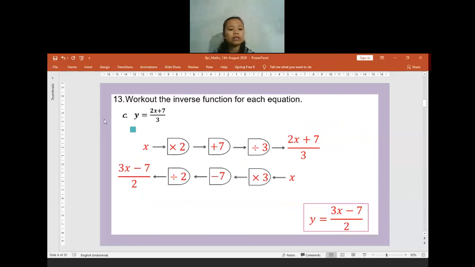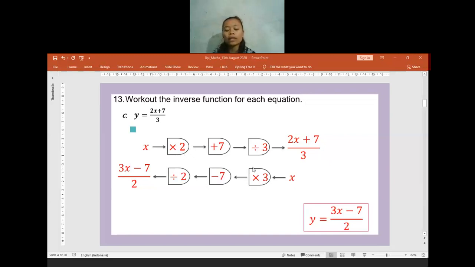For the question 13C, we already have the equation as 2x plus 7, per 3. So here, I told you we have to focus on the x first. Here, we already have the 2x. It means the x I will multiply by 2. After having 2x, we will add 7, so I will write plus 7, and then the last thing is divided by 3. That's why for the function machine, it will be times 2, plus 7, divided by 3.